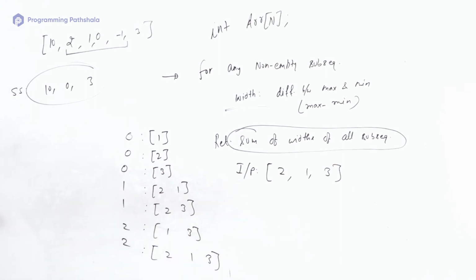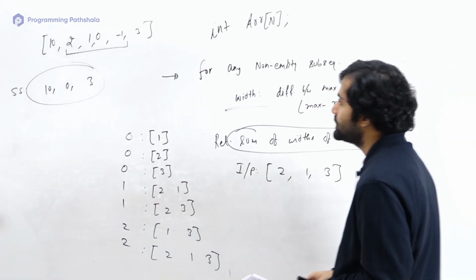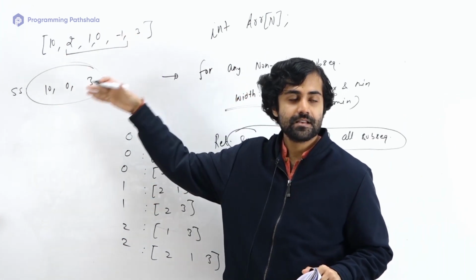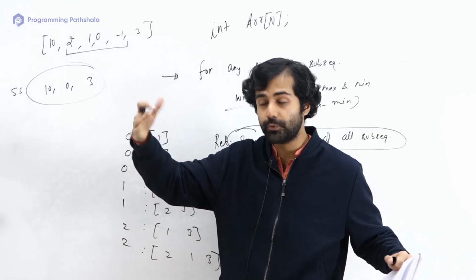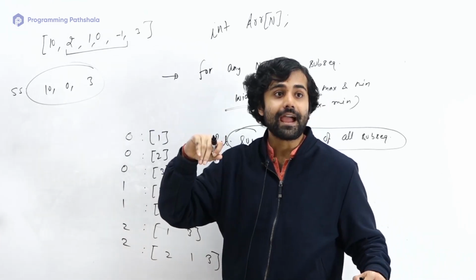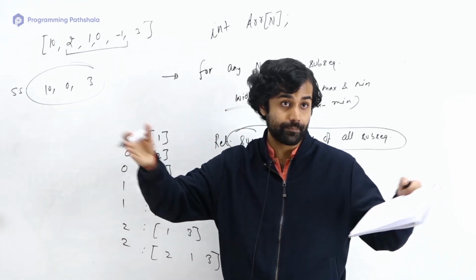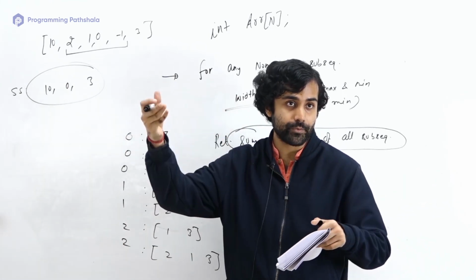So how many of you can do it in a brute force manner? Can I say that the brute force approach can be as simple as creating all the subsequences, which you can do using recursion, which you'll be learning. Then whenever you have a subsequence, you can extract the min, extract the max, compute max minus min, and add that to your answer.